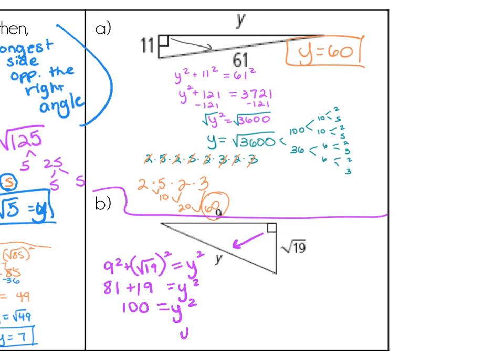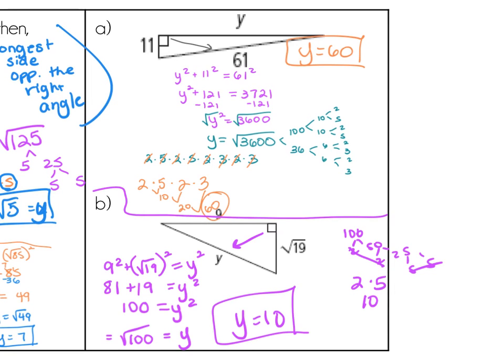Y squared equals 100. Y equals the square root of 100, which is? You can break it down if you don't know it. 100, 2 and 50. 2 and 25. 5 and 5. 2 2s. 2 5s. Final answer is y equals 10. Good. Y equals 10. So square root of 100 is 10.